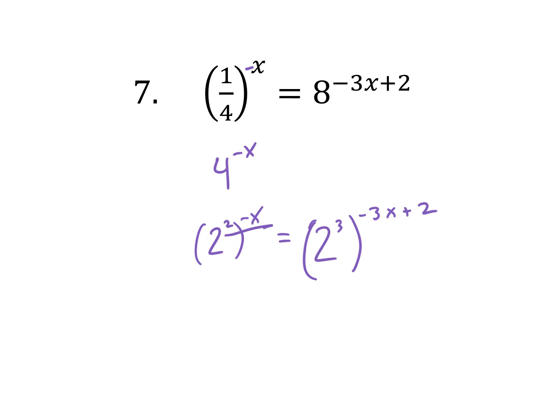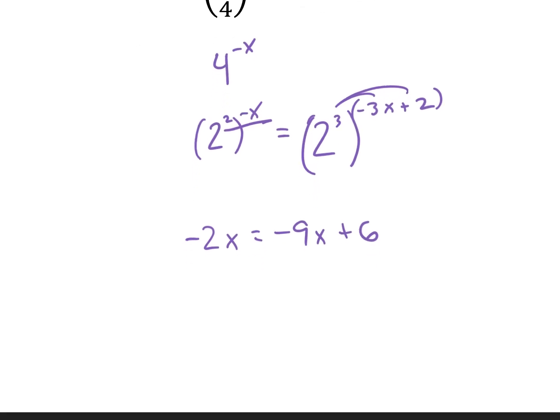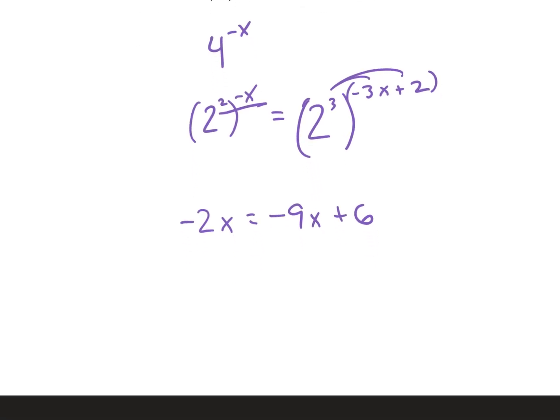So now I have a power to a power. I multiply them, so this would be -2x. And then here I would have to distribute. So -9x plus 6, and solve for x. So for this one, we get x is equal to 6/7.